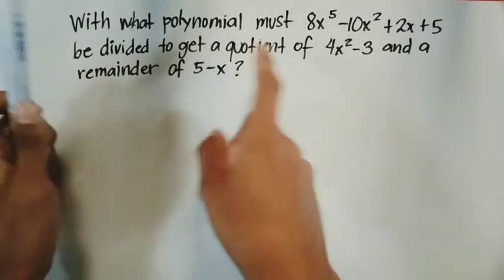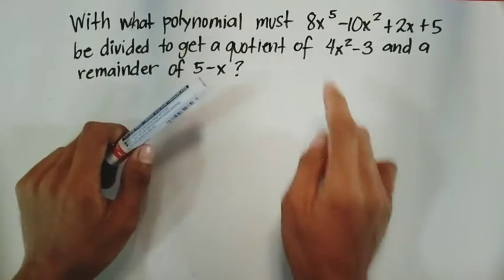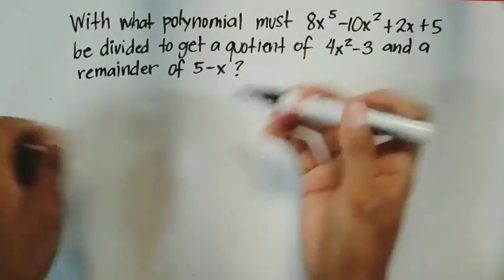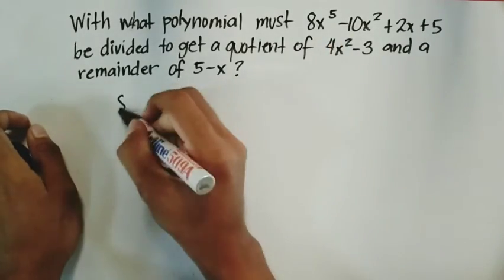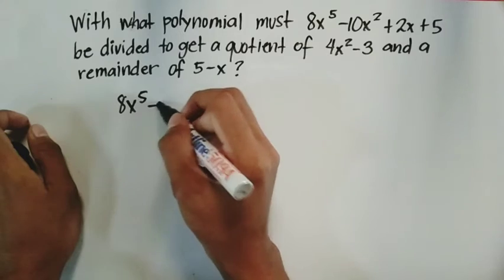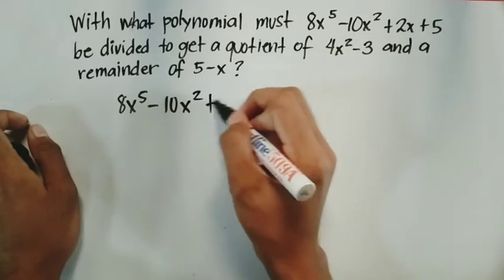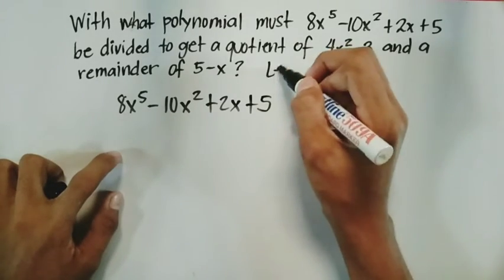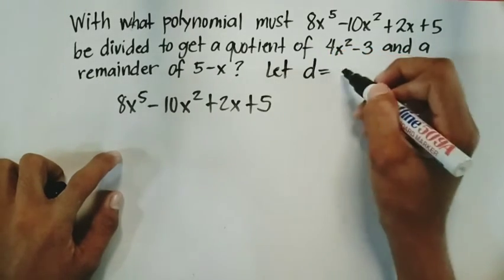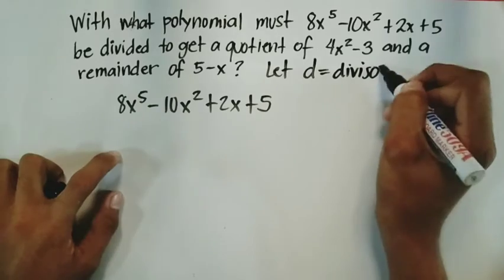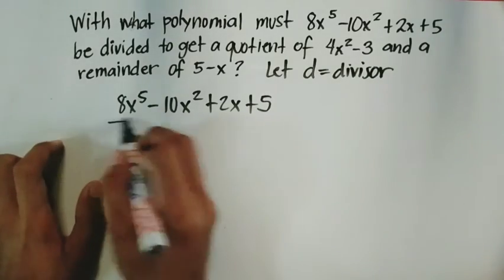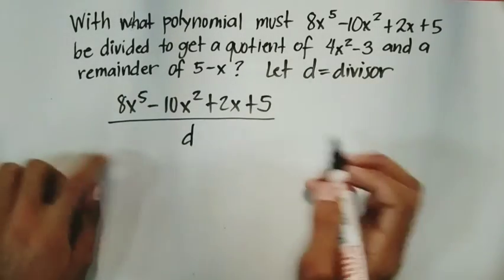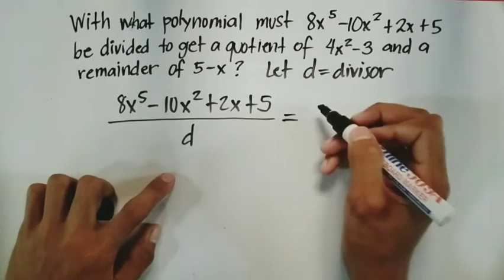So, ano daw? Ang hinahanap is divisor. Kasi ito, dividend yan. So, dividend, sulatin natin, 8x to the 5th minus 10x squared plus 2x plus 5. We will let divisor is equal to d. Ayan, kasi yan yung hinahanap. So, divided by the divisor, which is d. Di natin alam. Is equal to the product.